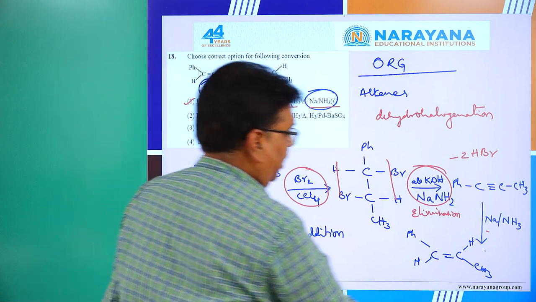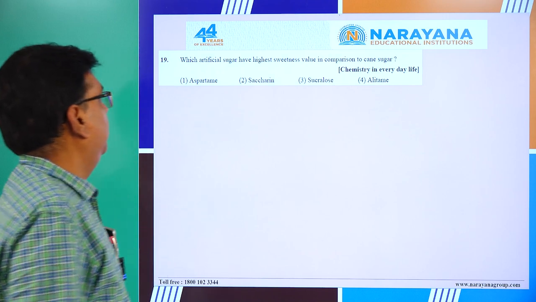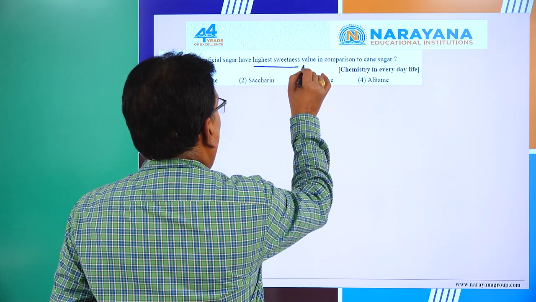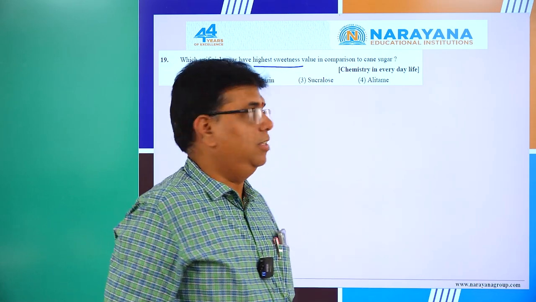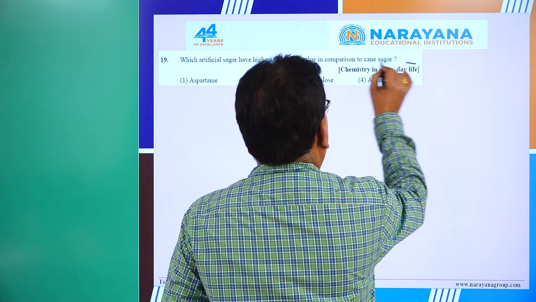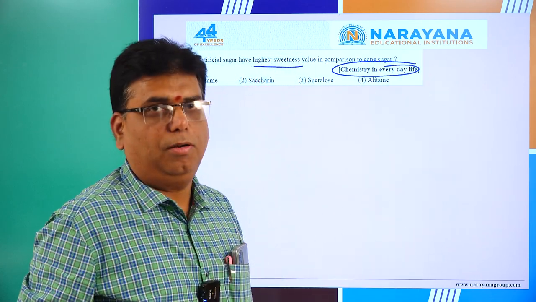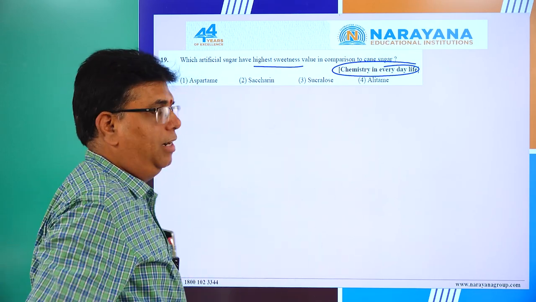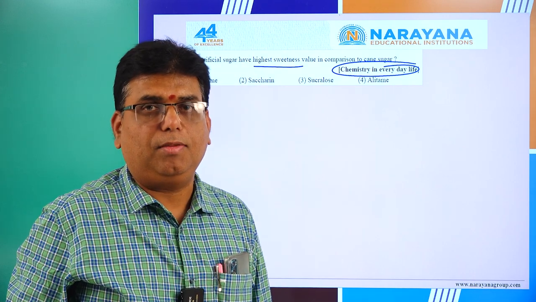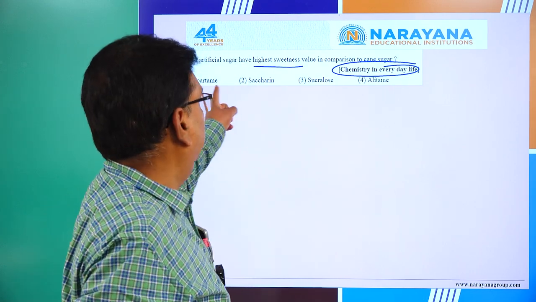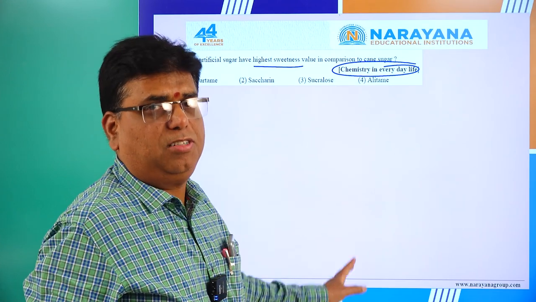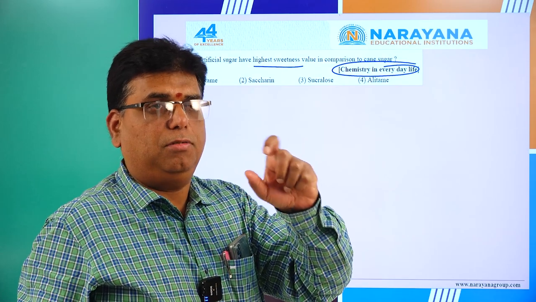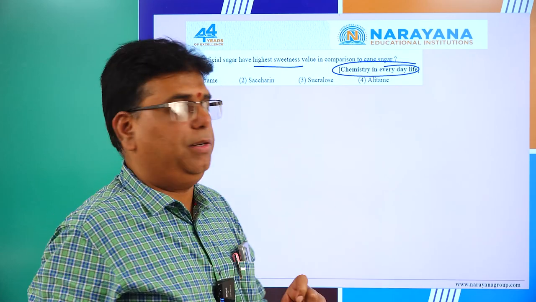Now let's move on to question number 19. Which artificial sweetener has the highest sweetness value? This is from the chapter Chemistry in Everyday Life. Given are aspartame, saccharin, sucralose and alitame, right. This is purely memory based. In the NCERT textbook the values are given. From the values we have to write the order.